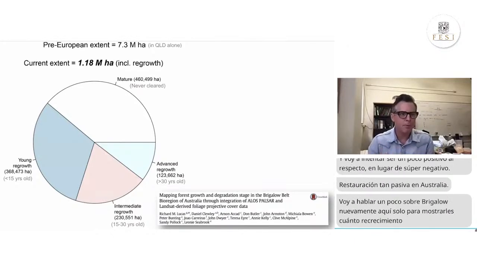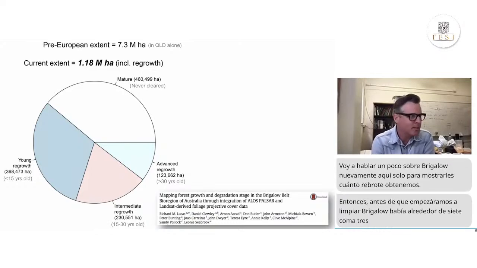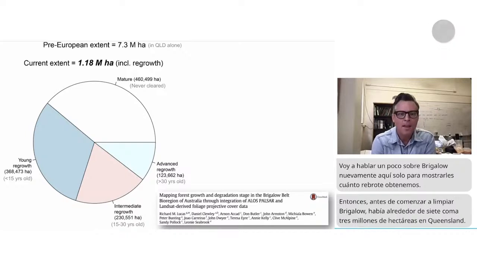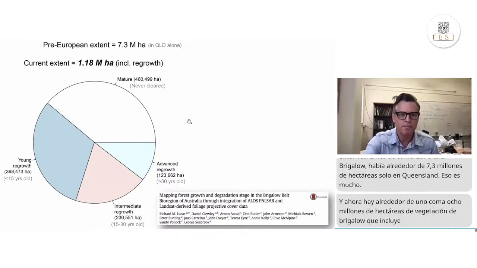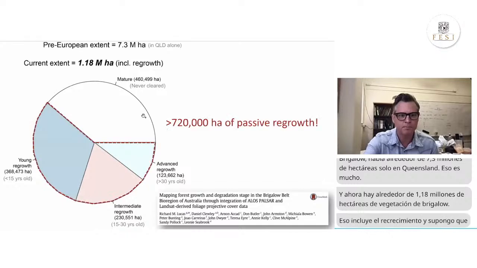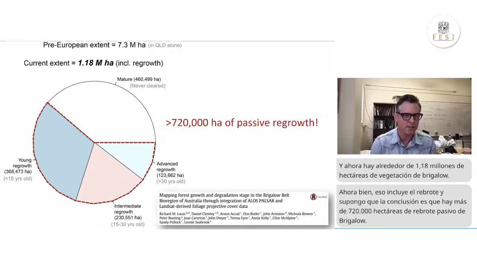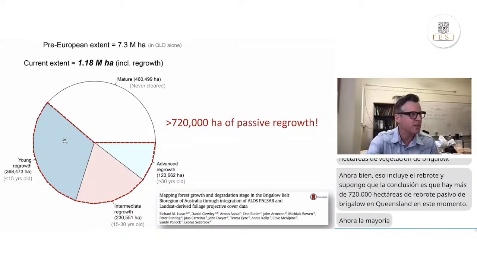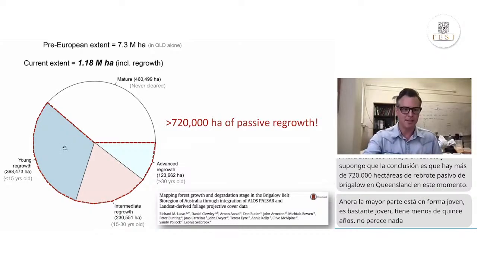So before we started clearing the brigalow, there was about 7.3 million hectares in Queensland alone. That's a lot. And there's now about 1.18 million hectares of brigalow vegetation. Now, that includes regrowth. And I guess the take home here is that there's over 720,000 hectares of passive brigalow regrowth in Queensland at the moment. Now, most of it is in the young form. It's quite young. It's under 15 years old. It doesn't look anything like a forest yet, but it's there.